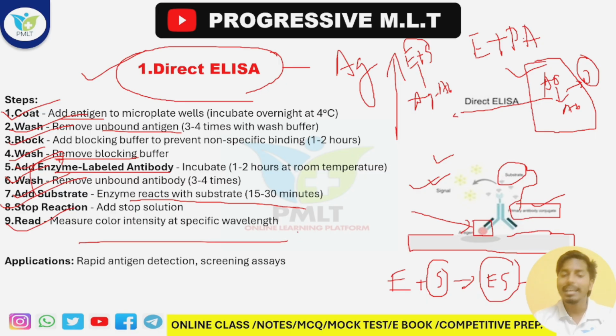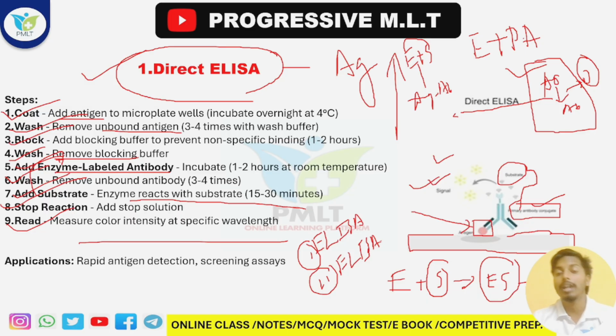Please keep in mind that two basic instruments are required. The first one is the ELISA washer. You can purchase it commercially. This ELISA washer basically helps to wash in every step. Another one is the ELISA reader. This ELISA reader helps you by giving a particular wavelength, so that you can detect whether the particular antigen is present or not.